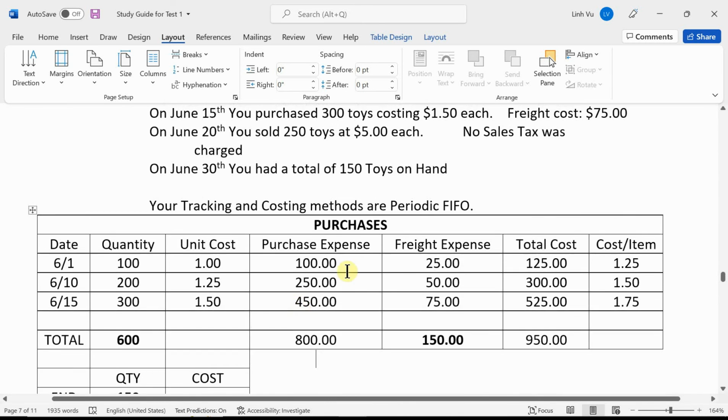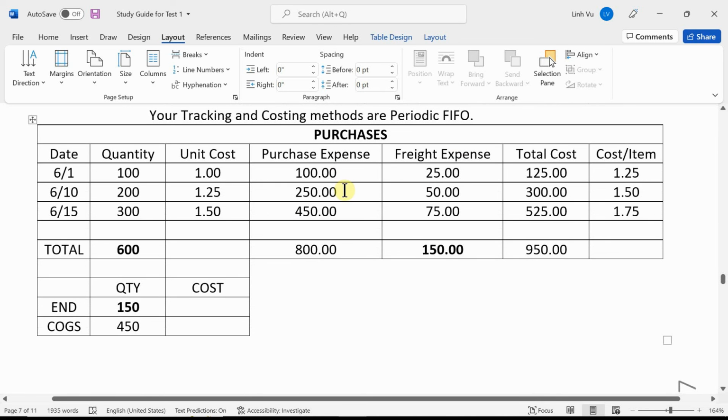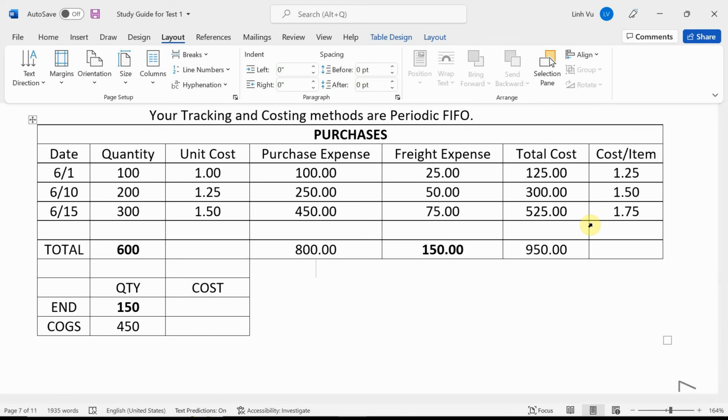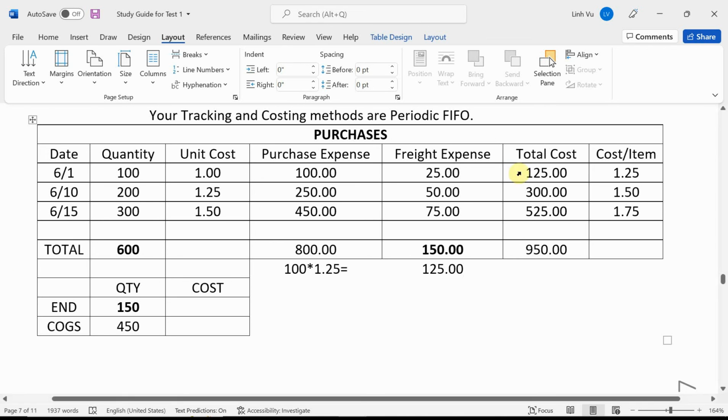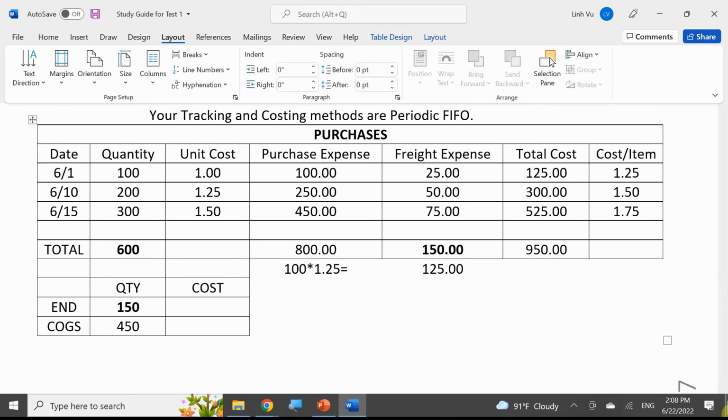If I am using the rules of FIFO, right, first in, first out, how many items am I going to get rid of first? Which batch of inventory am I going to get rid of first? That one came on June 1st. Okay, so that was 100 items, right? And right now it's currently at $1.25, so that's going to give me $1.25. Okay, that was my first 100.